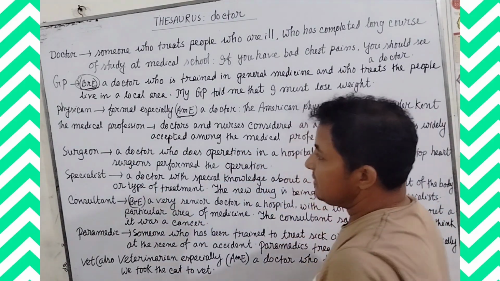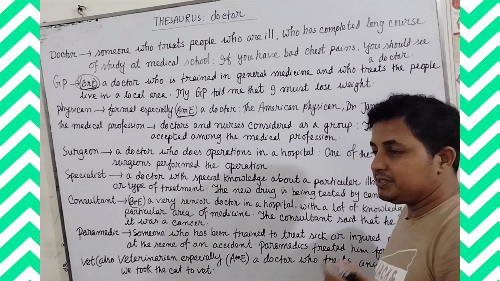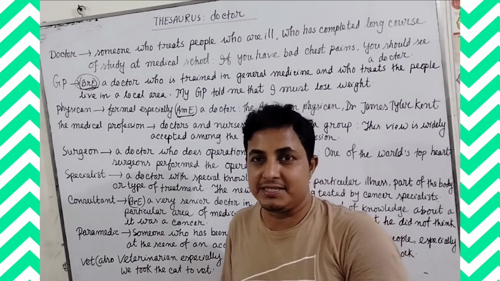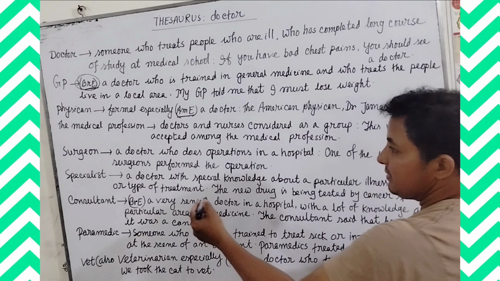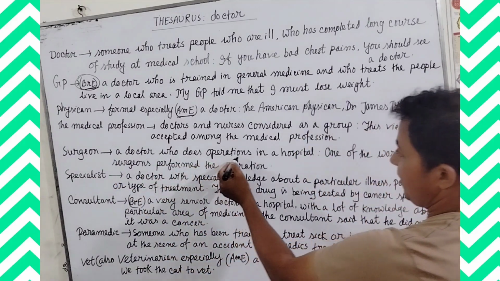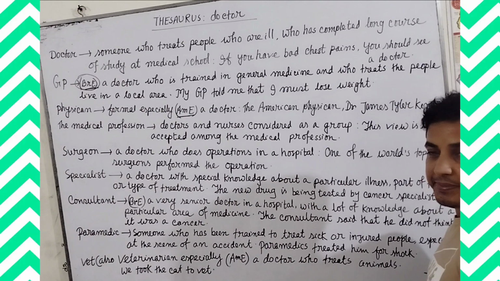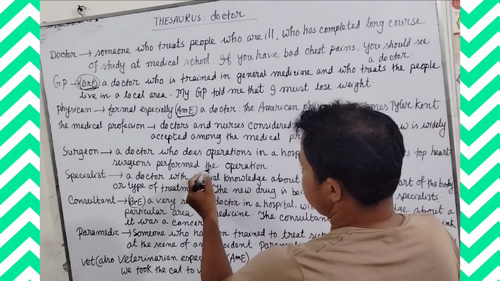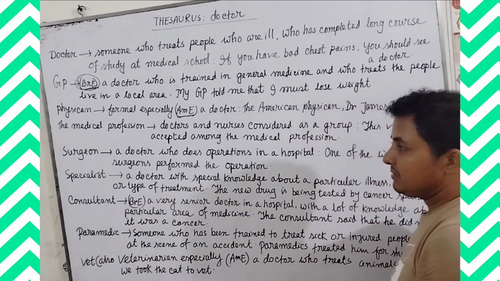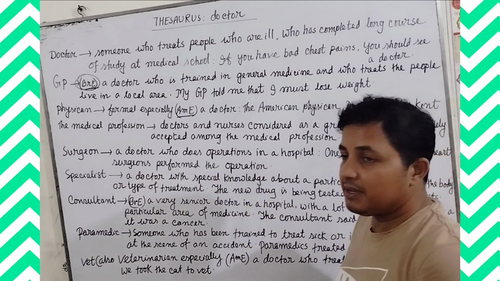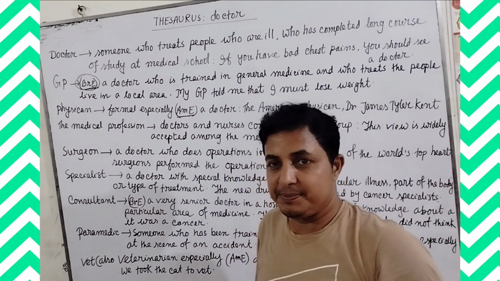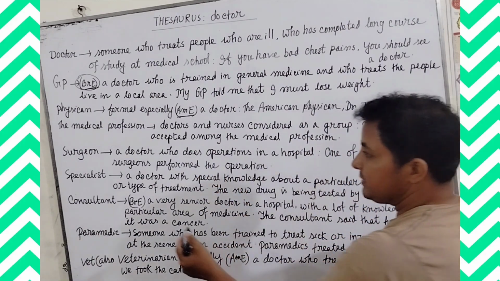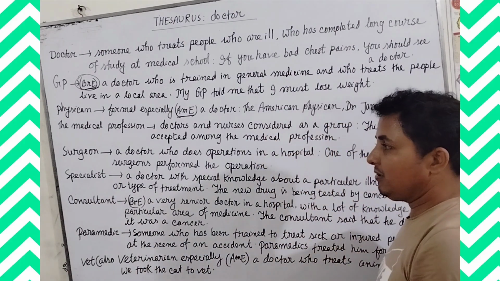Surgeon is commonly used. We see different kinds of placards where this word is used. Who is a surgeon? A doctor who does operations in a hospital. One of the world's top heart surgeons performed the operation. Understand? Surgeons are those who operate, that means who do operations in a hospital.